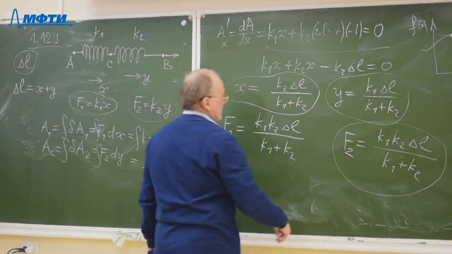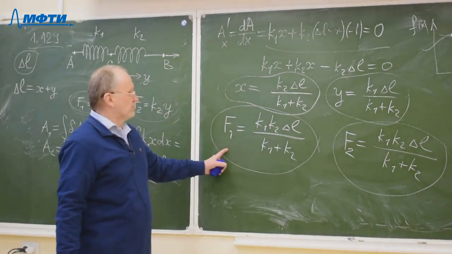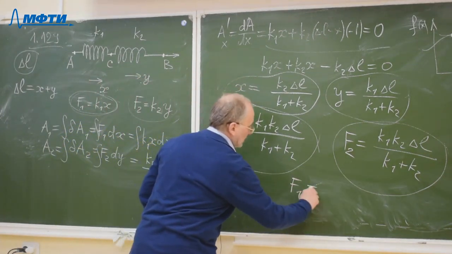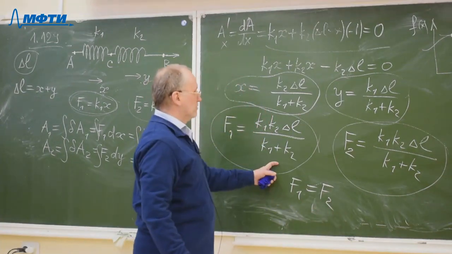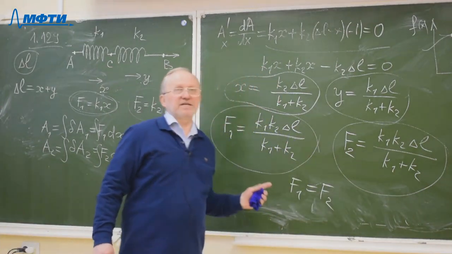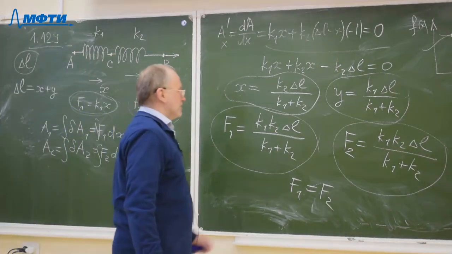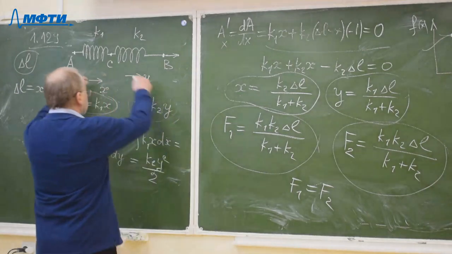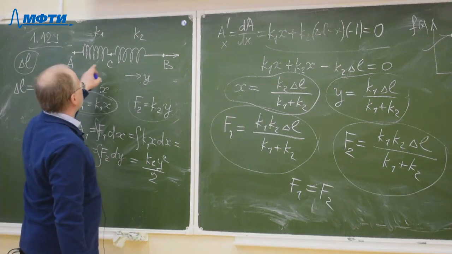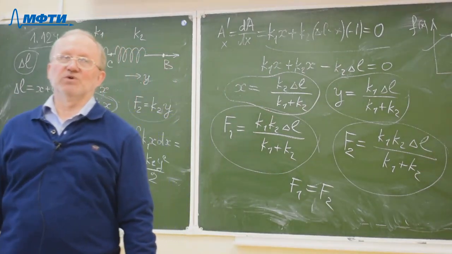The force which is needed for the second spring and the force applied to the first spring turn out to be equal. F1 is equal to F2. Look here, the expression for the first force and the expression for the second force are absolutely the same. So, we have proven the following interesting fact. In order to extend the length of two springs, we have to apply the same force to these springs if we want to produce the minimum possible work.